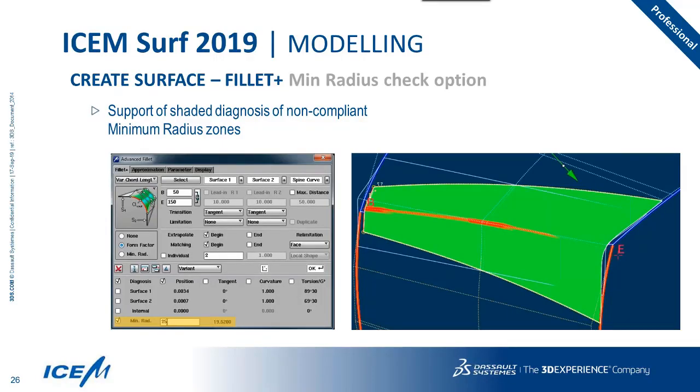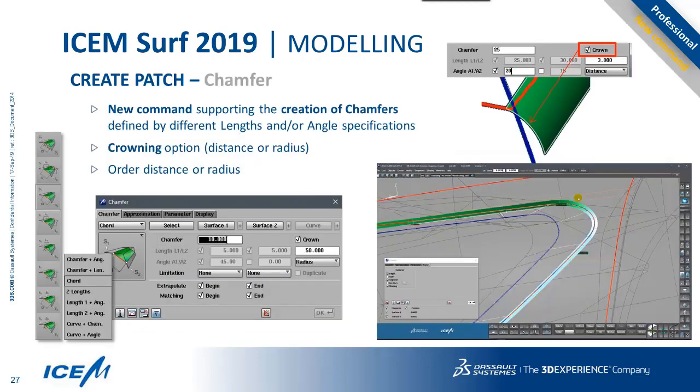Okay, so we've also added a minimum radius check to the Fillet Plus menu. It works in a very similar way. And here we have the whole new command. I'm skipping through this quite quickly because we have quite a lot to show you, but I will show you this one. So this is a brand new command, create patch chamfer.